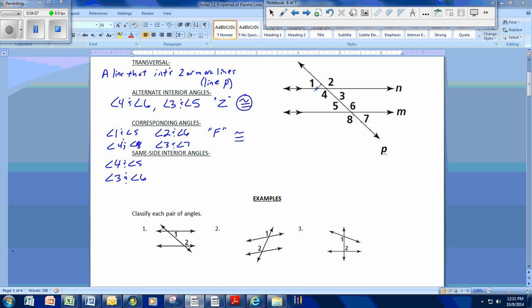Now if we highlight angle 3 and angle 6, you can see it makes the letter C. So we're going to relate the letter C to same side interior angles. If the lines are parallel, then same side interior angles are going to be supplementary, which means they add up to 180 degrees. So if angle 3 was 50, that means angle 6 would be 130 degrees because they would total 180.